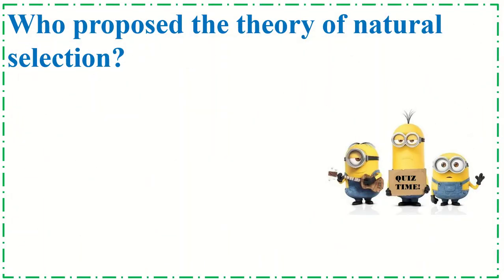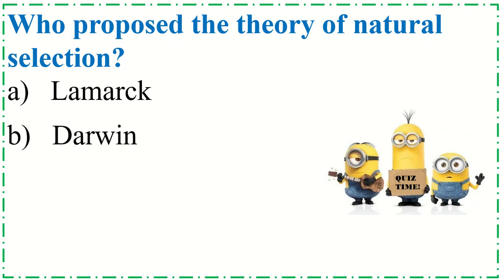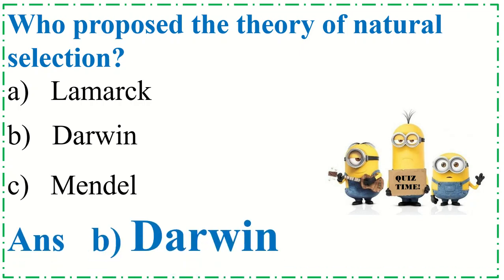Who proposed the theory of natural selection? Option A, Lamarck, B, Darwin, C, Mendel. Correct option is B, Darwin.